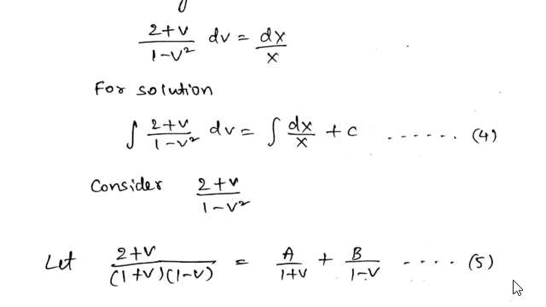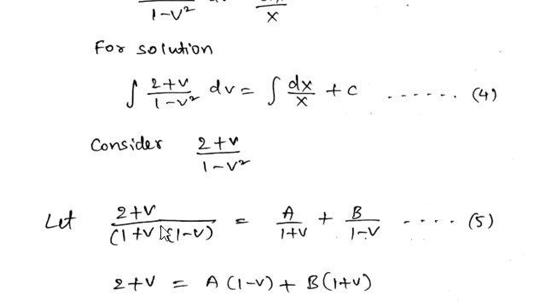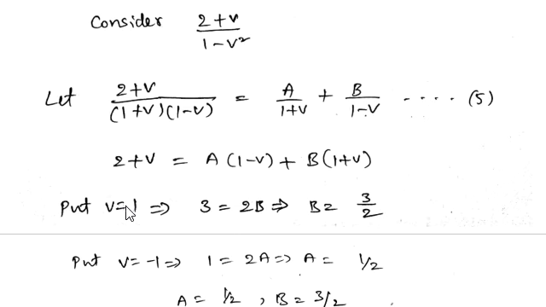Let us take this as equation number 5. When you multiply this equation with (1 plus V) into (1 minus V), both sides will be left with 2 plus V is equal to A into (1 minus V) plus B into (1 plus V). Here, when you put V is equal to 1, we get B is equal to 3 by 2.